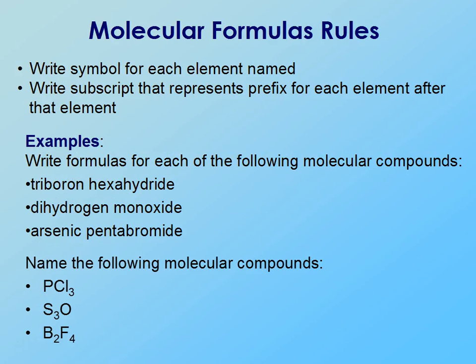So when we are dealing with molecular compounds or molecular formulas, we want to write symbols to represent the elements that are being named or vice versa, and then we use the prefixes to determine our subscripts. So I'm going to go both ways with these. We've got triboron hexahydride. So triboron, that's going to come from B for boron, and then the tri would represent 3. Hexahydride would be H, and then we would add on a little 6.